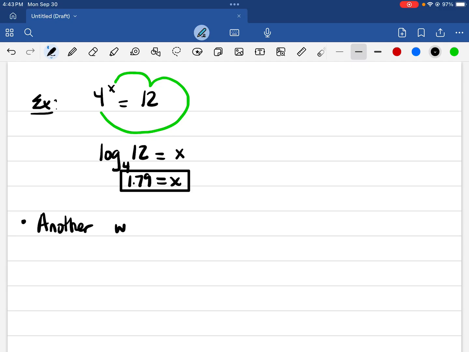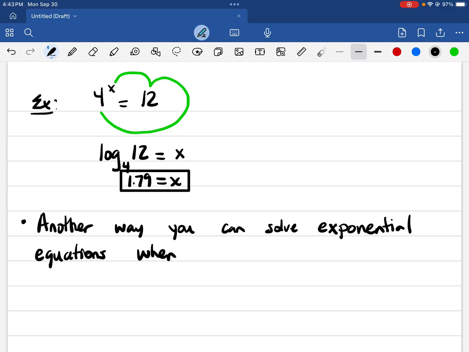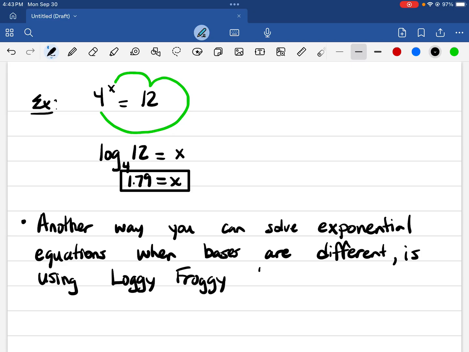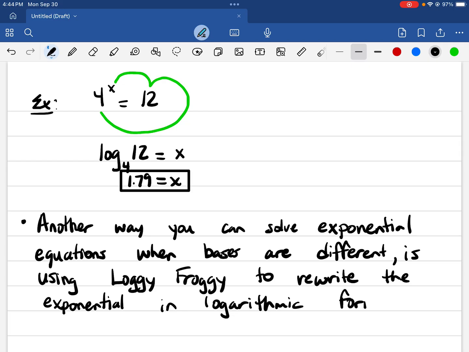So if we want to write down another way, you can solve exponential equations when bases are different is using loggy froggy to rewrite the exponential in logarithmic form. All right, so either way you want to go about doing that.